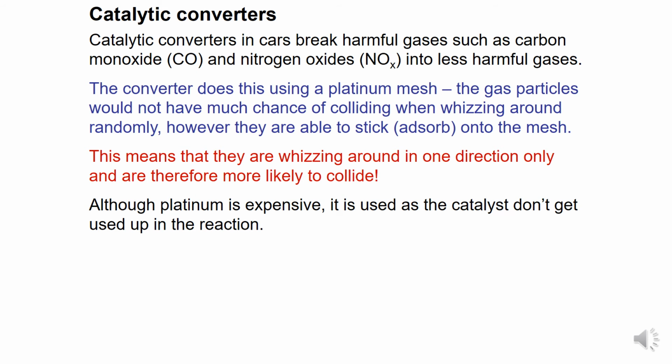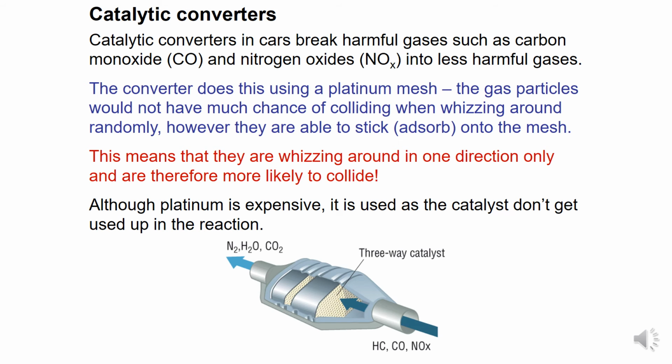Now, although platinum is really expensive, it's used as the catalyst, and it doesn't get used up in the reaction. So although it wears away over a long period of time, the catalyst itself doesn't get used. And that's something that people might remember from GCSE. Catalysts can be used in a chemical reaction because they do not get used up in the chemical reaction. Here's a picture of a catalytic converter just to make the slide a bit more interesting.